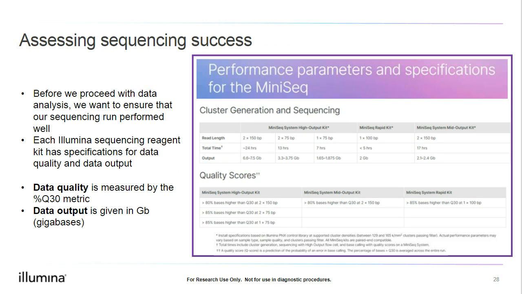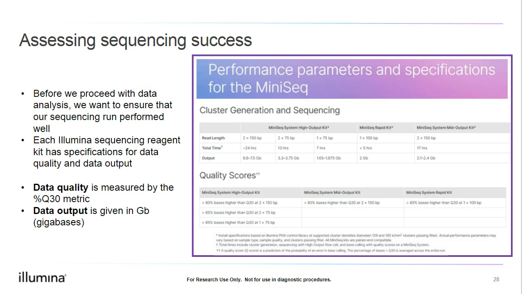Our first step in assessing the success of our Amplicon sequencing is to review the sequencing run performance. We want to ensure that the sequencing performs well and that our data is good for downstream analysis. For this, we're going to focus on two key sequencing metrics: the %Q30 metric, which is a measure of the data quality, and the data output, which is also called yield.